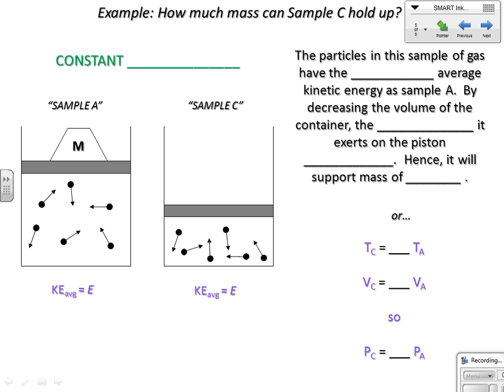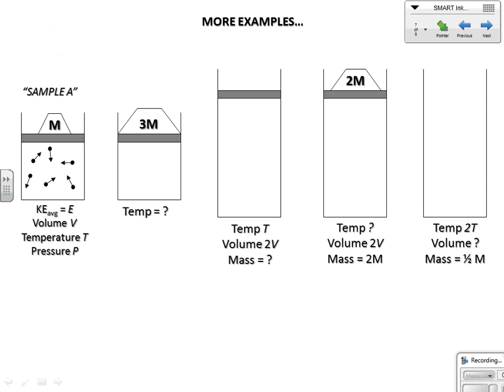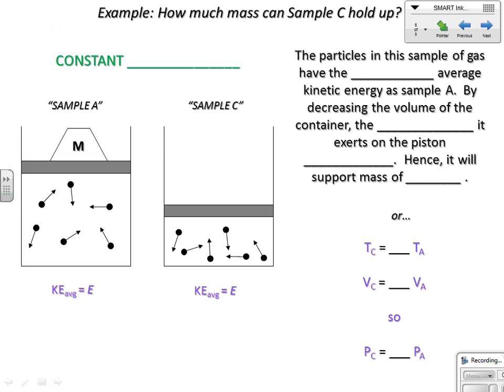Let's look at another one. How many of these are there? There's that one, there's this one. All right, I'll do one more with you and leave the rest to you. So in this case, what do we have? What's constant? Look around, what do you see? What's constant? Right. That means temperature is constant. The particles in this sample of gas have the same average kinetic energy. By decreasing the volume, the pressure it exerts must do what?